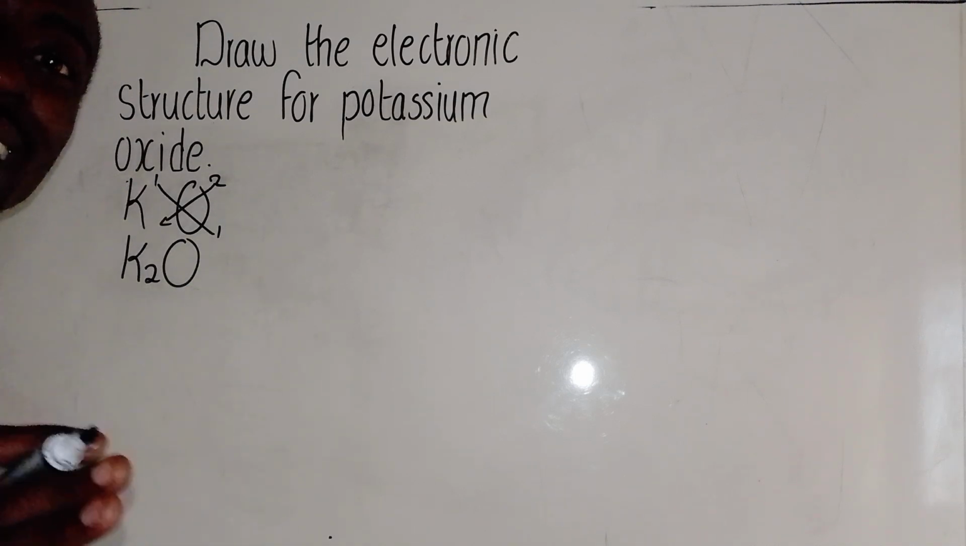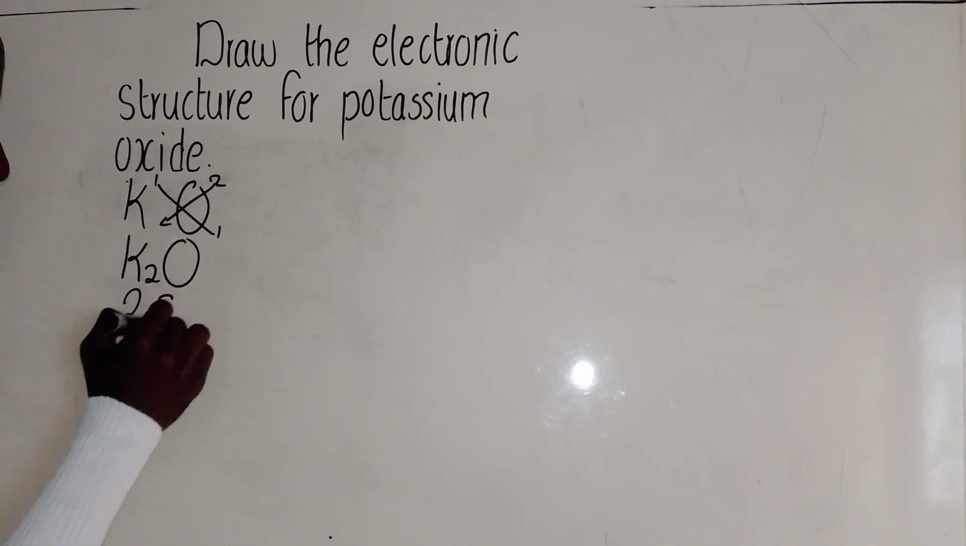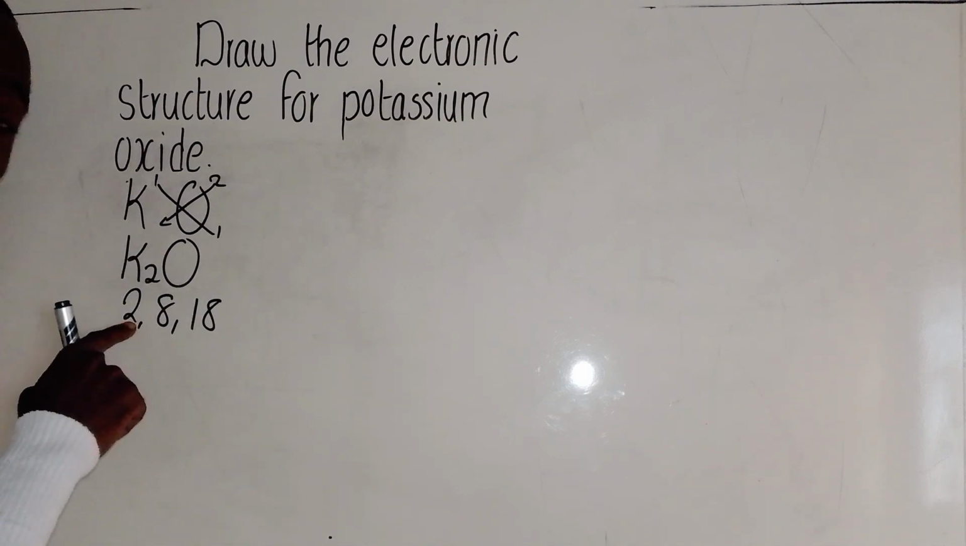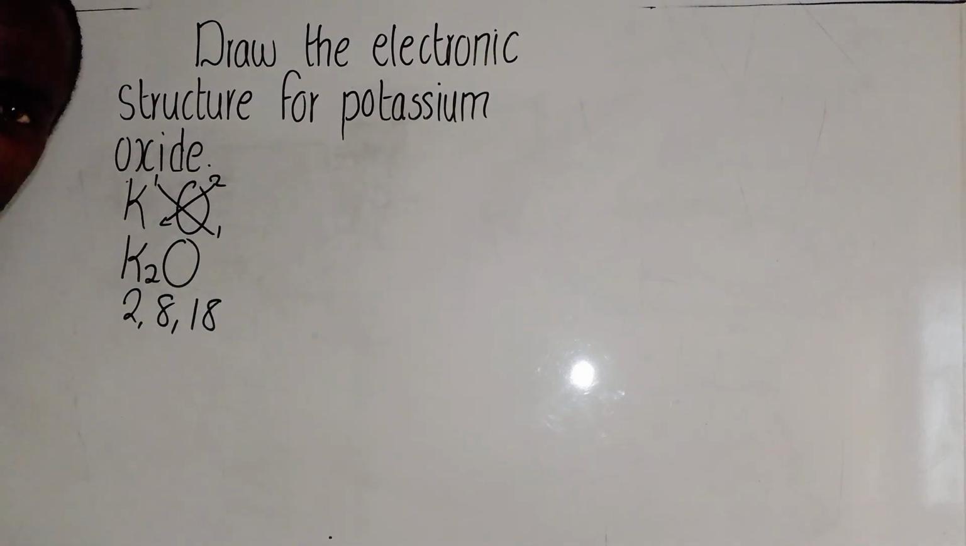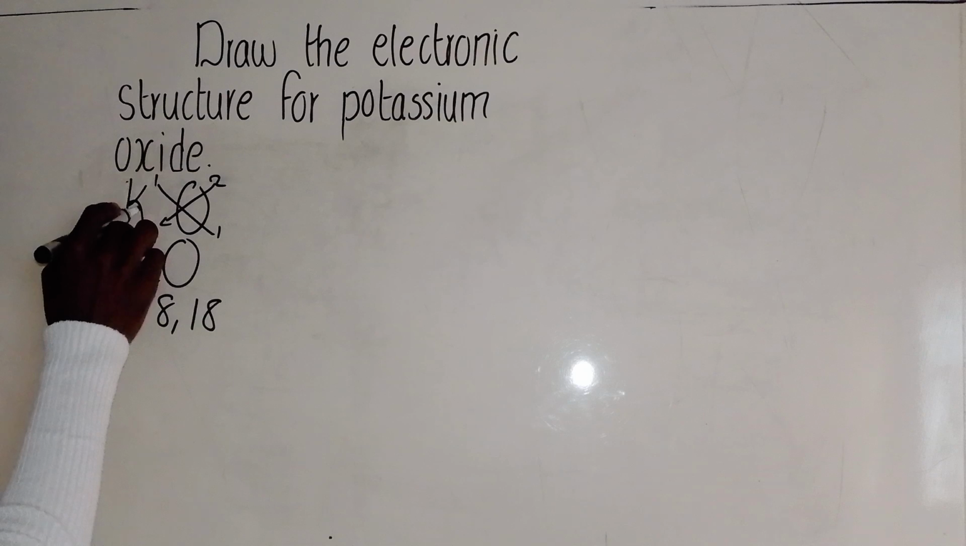Now, based on the setting of electrons in their shells, we're supposed to follow this number here, meaning the first shell is supposed to contain 2, the second shell 8, then the third one 18, and so on. Okay, now what to do next is this. You're supposed to find the number of electrons for what?